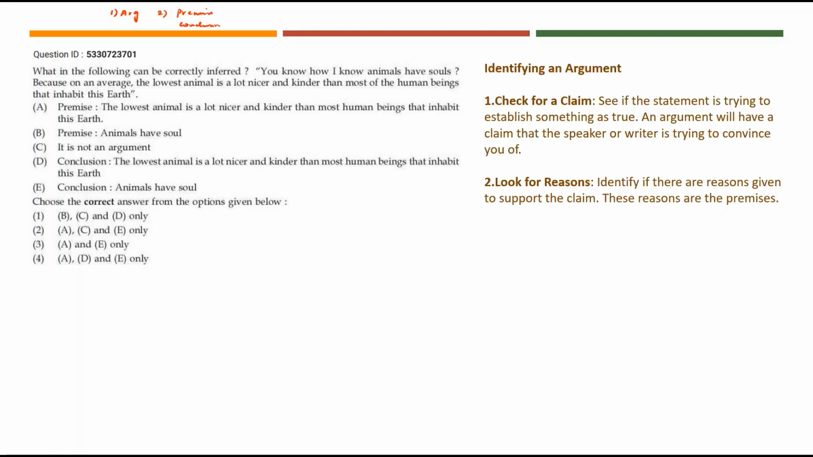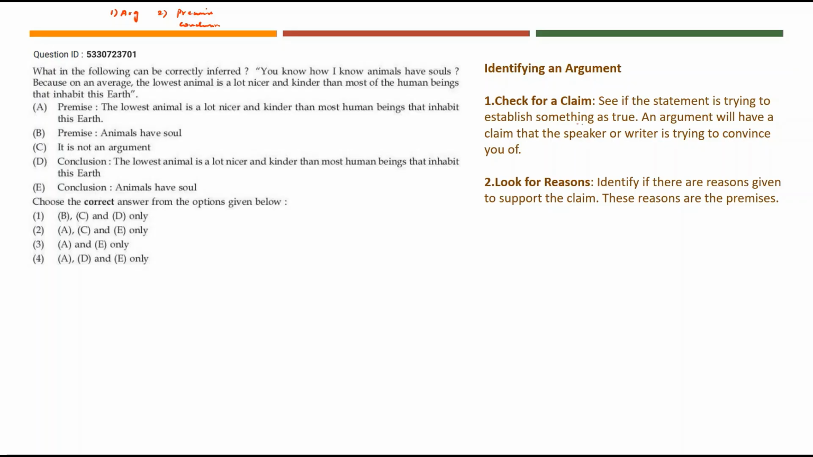So let's start. We have to first identify whether this is an argument or not. We have to check for a claim. See if the statement is trying to establish something as true. An argument will have a claim that the speaker or writer is trying to convince you of. They are saying, you know how I know animals have souls? It is because of this reason I have concluded that animals have souls. So here they are trying to establish something as true.